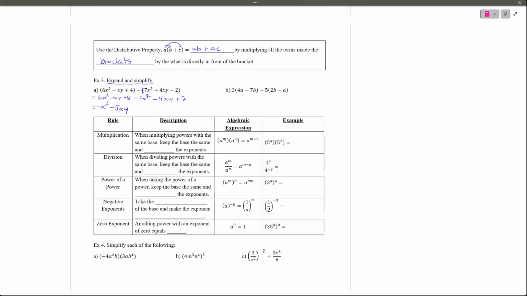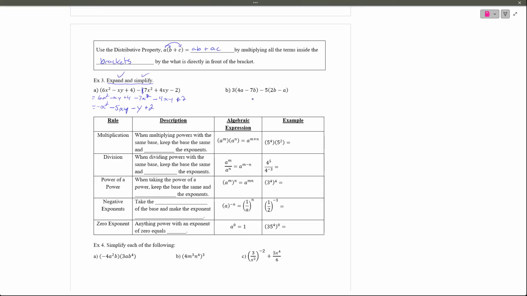Now we have y and a plus 2. Those are not related, so we can't really combine them, so we just have our y, and then we have our plus 2. So we've expanded, and now we've simplified, so both steps are done.